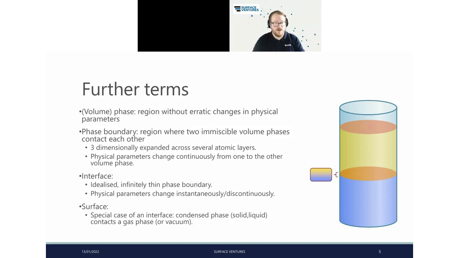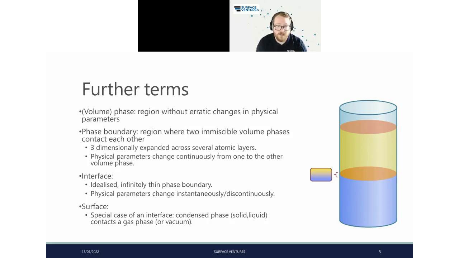The interface itself, we like to think of this as an idealized, infinitely thin phase boundary. So in terms of modeling, we could just say, okay, the atoms of one phase extend up to here, and then from this phase onwards, they would extend up to the next phase, whatever that may be. And then a surface itself, we can think of as a special case of an interface.